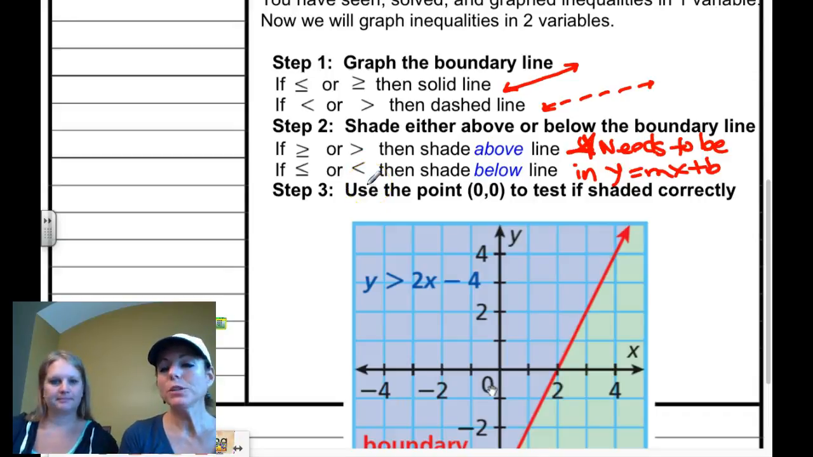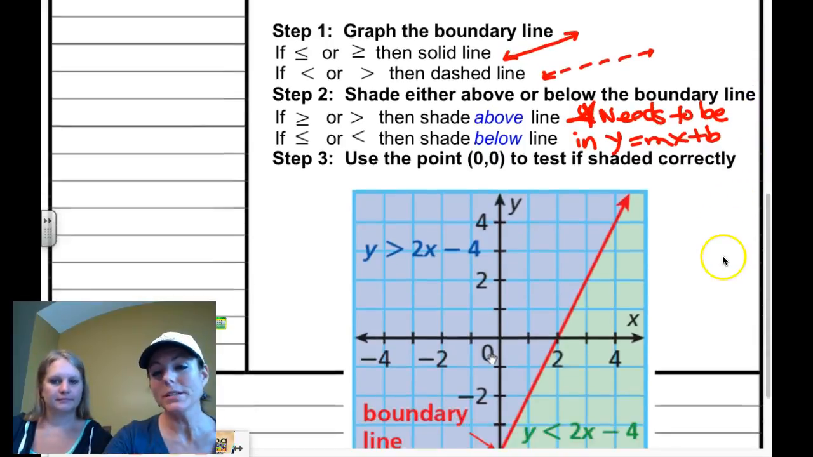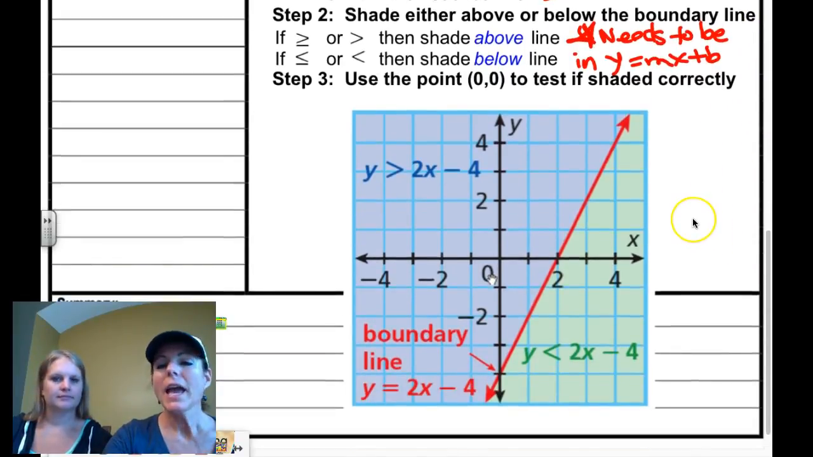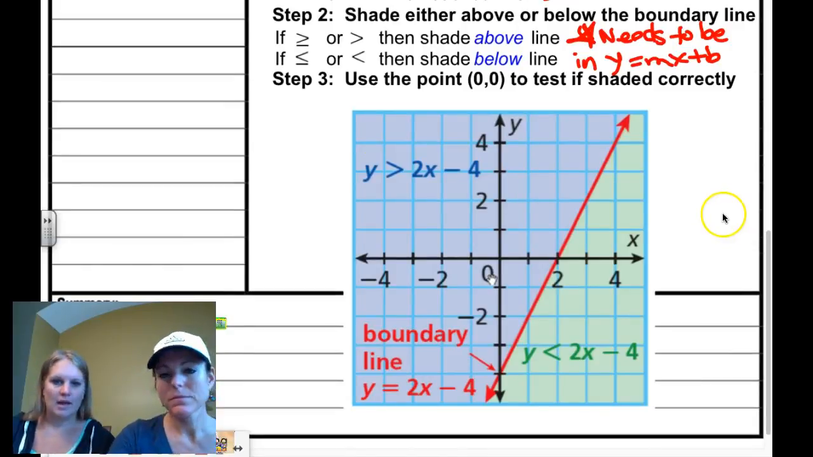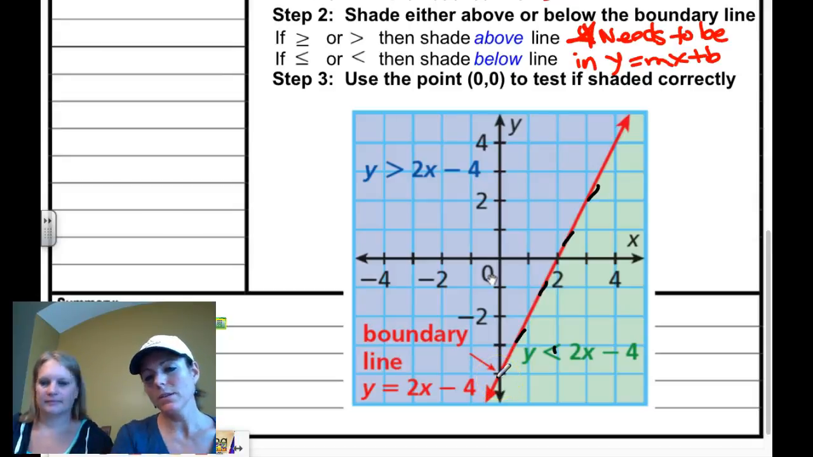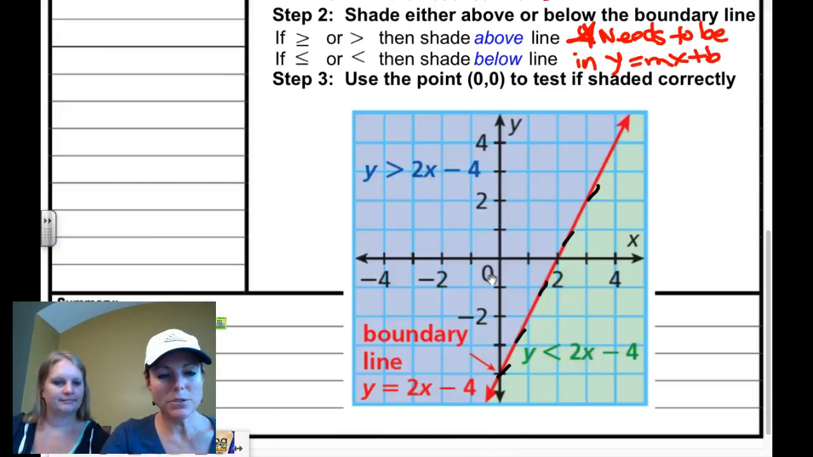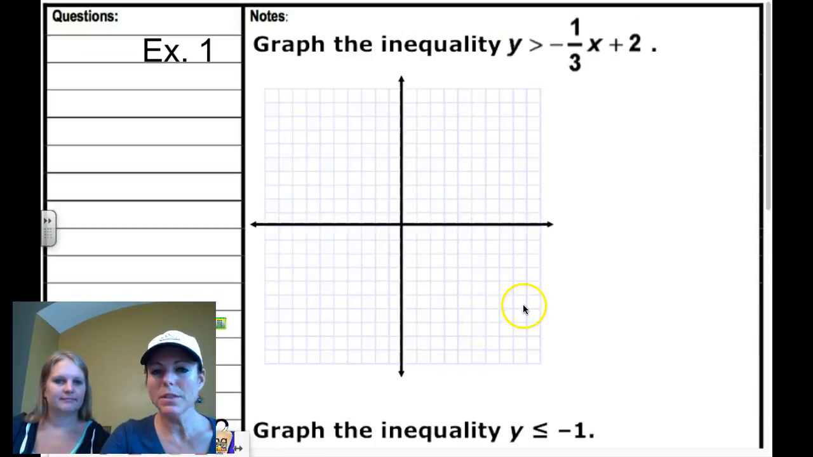The last thing we do is use the point (0, 0) because it's an easy point to test if we shaded correctly. There is a reason for doing this, and it will come up later in the lesson. Looking quickly at this one, it's a less than. It doesn't have an equal sign, so I'm going to put some dashes in here. It's actually not a solid line. Maybe we can erase that little mark right there. All right, next page, we're going to look at an example.